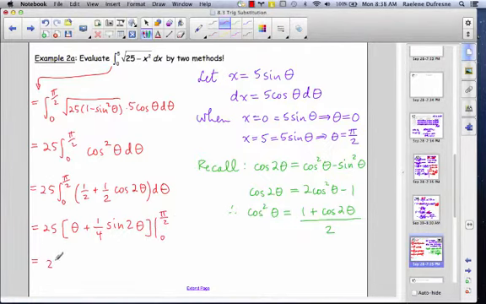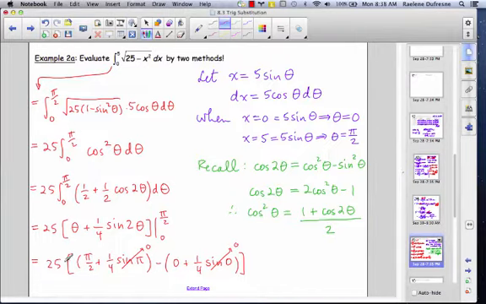So we get 25 times pi by 2 plus 1/4 of sine pi, because we double pi by 2, minus 0 for theta, plus 1/4 sine of 0. Sine of pi is 0, sine of 0 is 0, and so the final answer is 25 pi by 4. And this is method 1.